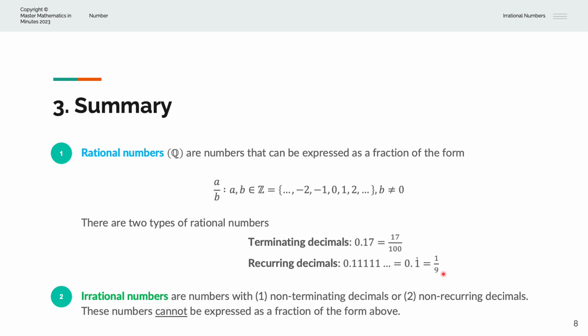So irrational numbers are numbers with non-terminating decimals or non-recurring decimals, and these numbers cannot be expressed as a fraction of the form above, a over b, such that a and b are both integers, and b is not equal to 0.